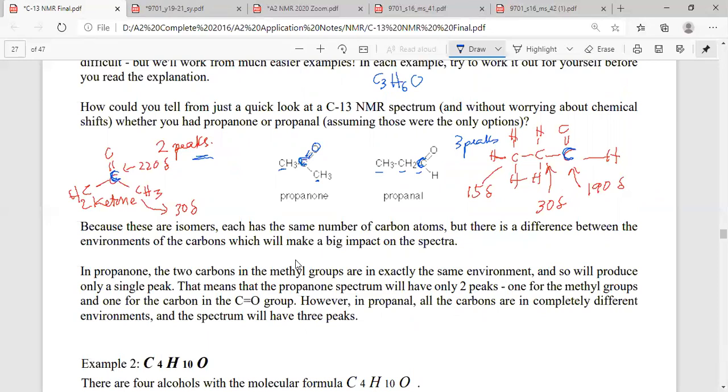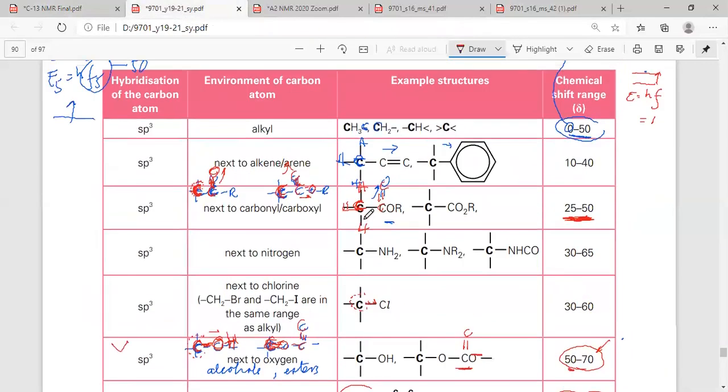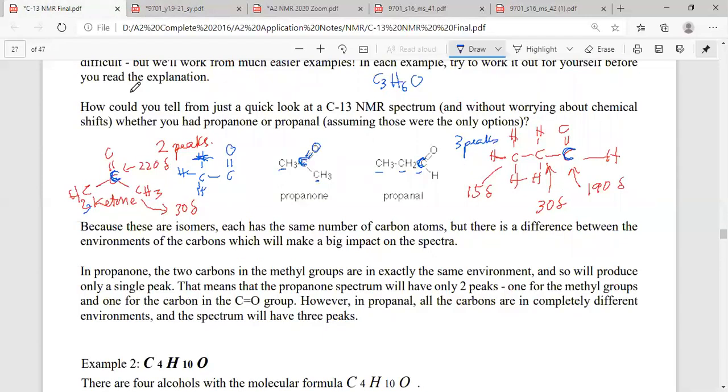Next, of course, the CH3 is the same. A CH3 attached to a carbonyl, 25 to 30. Let's say I put 30 here. So the two of them are the same, 30. Now here, CH2 to a C, of course, is much more than 30, maybe 40 actually.